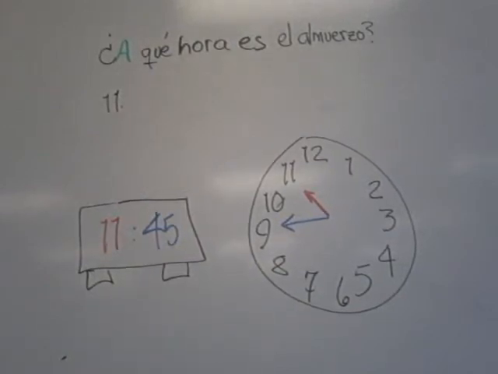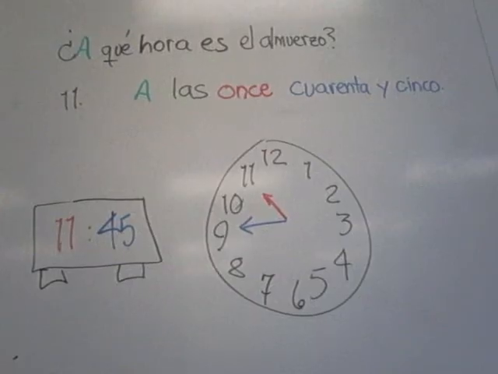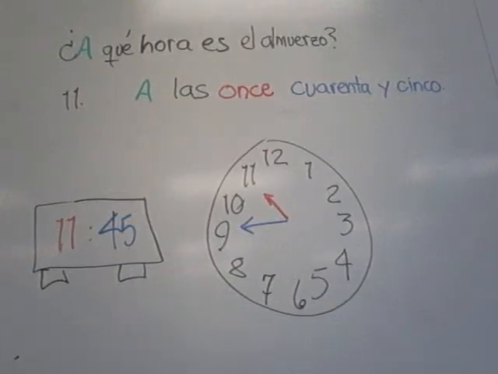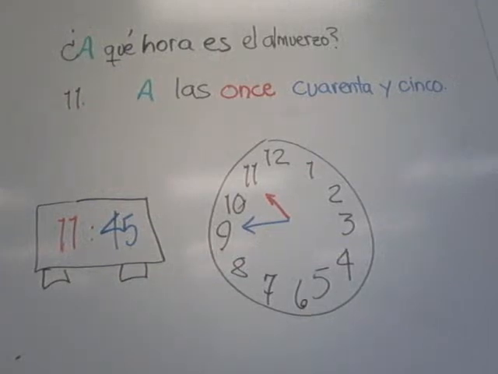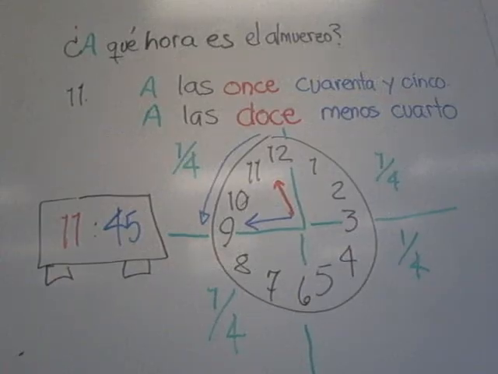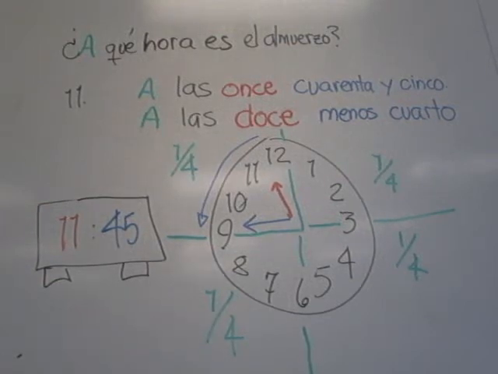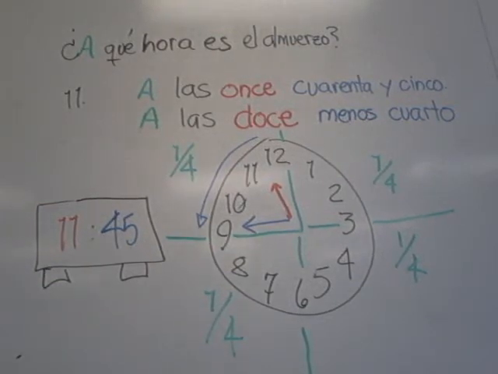¿A qué hora es el almuerzo? What time is lunch? A las 11:45. At 11:45. Did you remember it's a las because I'm asking a qué hora? Or you could have said a las 12 menos cuarto.